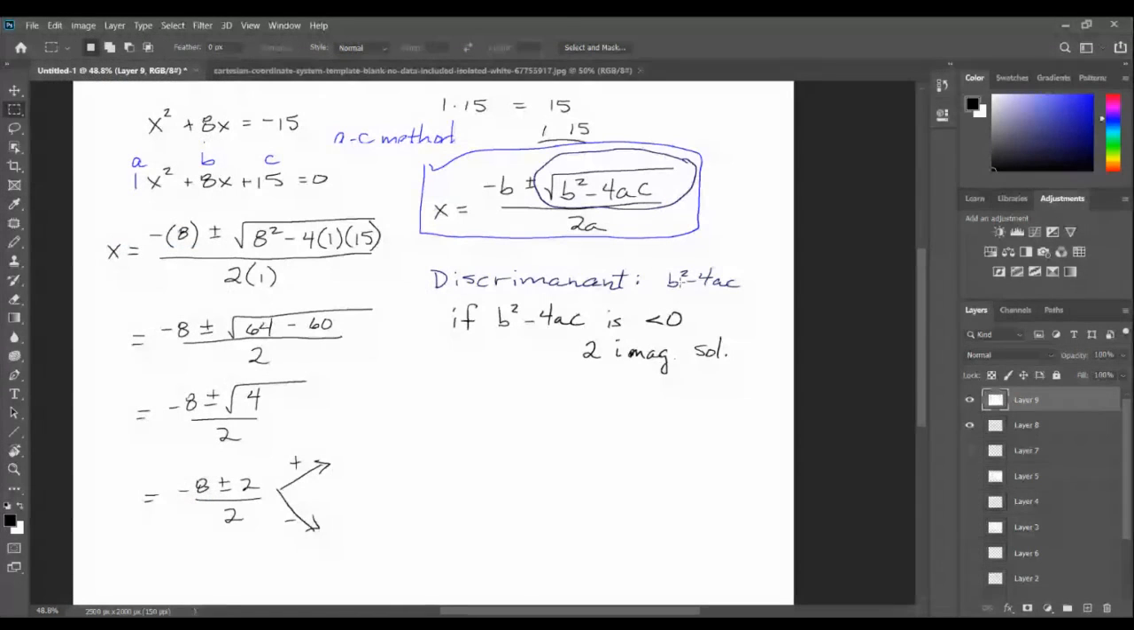Just figure that out. If the discriminant equals 0, so now we've got a 0 in there, we end up with negative b plus or minus 0. So that'll just be negative b over 2a. We get one real solution.